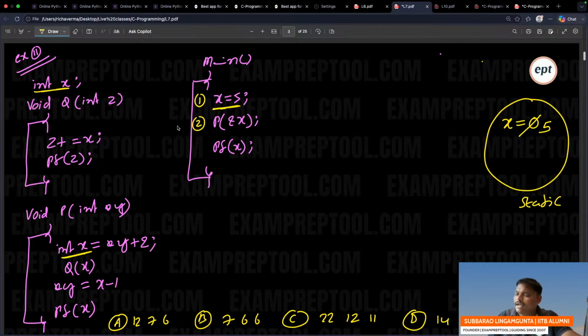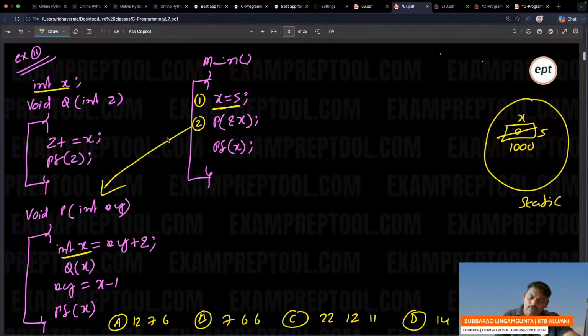One more thing is here, address also required. Let me write the address also. X initially 0, address is 1000. Now it became 5, x value 5. Now P of ampersand x, the address is going to be 1000. Remember, address will be received by a pointer variable only. One local variable y is created, address is 2000, inside 1000 will be stored.